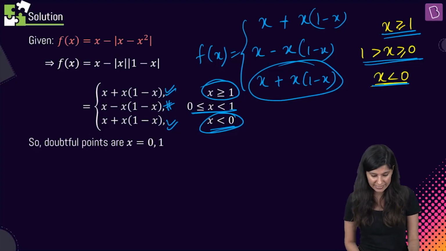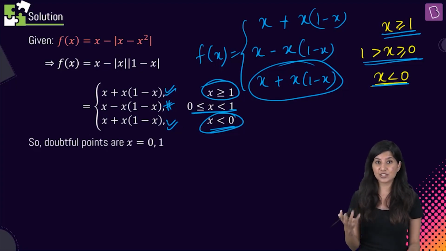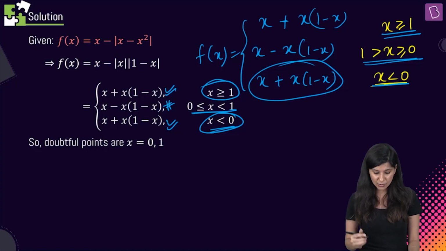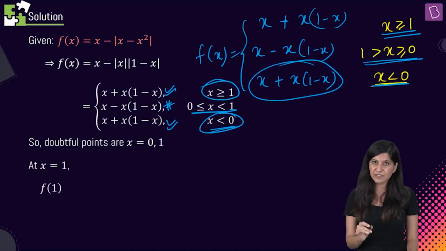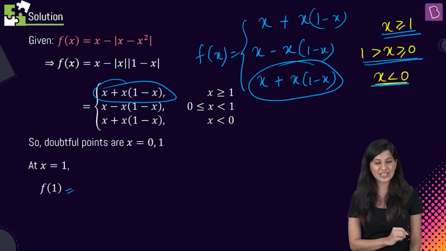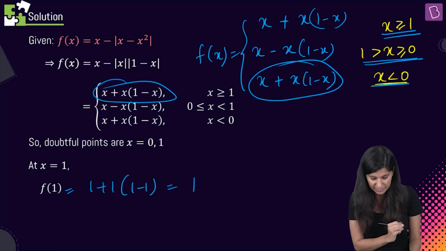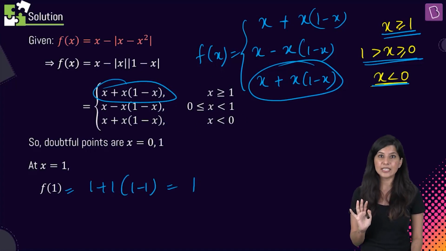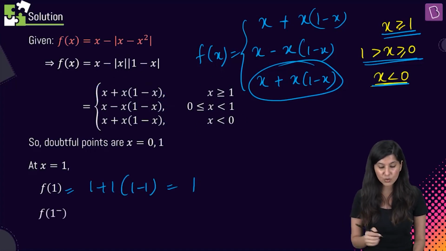Let's start with x equal to 1, right? So first of all, we are checking the continuity, and we are checking whether the function is defined at x equal to 1 or not. So let's find out f of 1 over here. All right, so f of 1 we need to evaluate. For f of 1, we need to go over here, right? So this would be nothing but 1 plus 1 times 1 minus 1. So this is equal to 1. F of 1 is clearly equal to 1. Let's now talk about f of 1 minus. For 1 minus, I need to look for any interval which is less than 1, x less than 1.